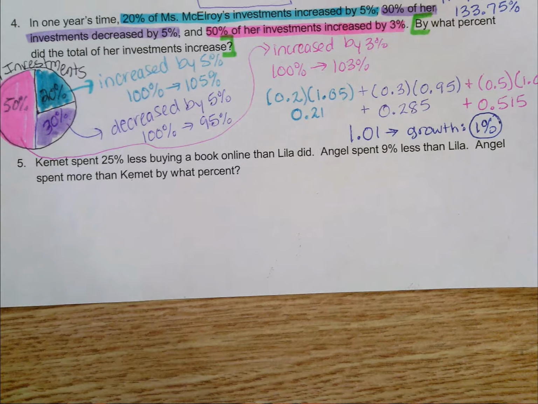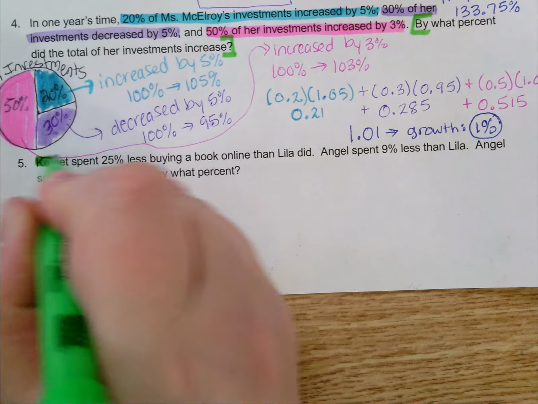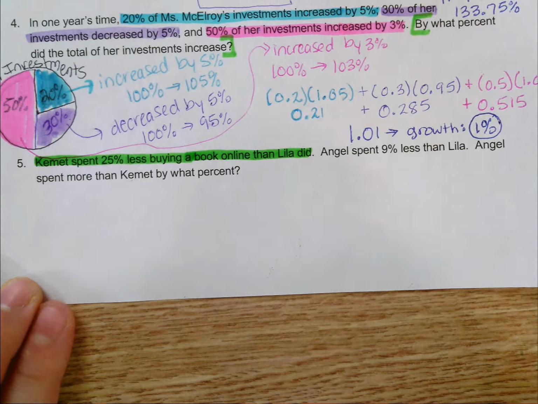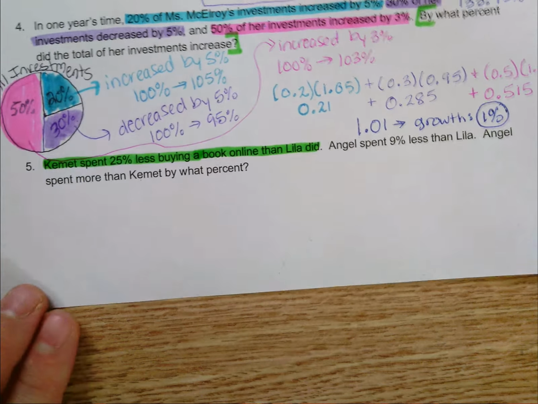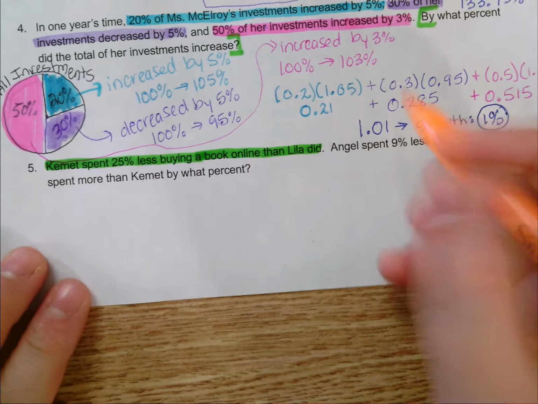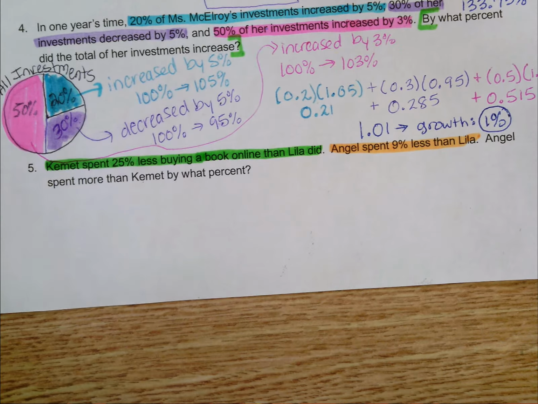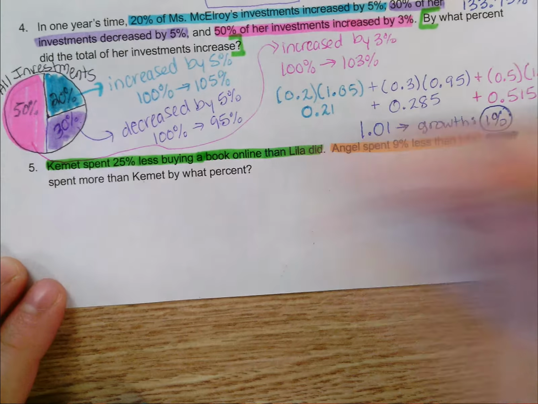Here's what we know. We know that Kemet spent 25% less than Lila. We also know that Angel spent 9% less than Lila. And we're looking for a comparison between Angel and Kemet.